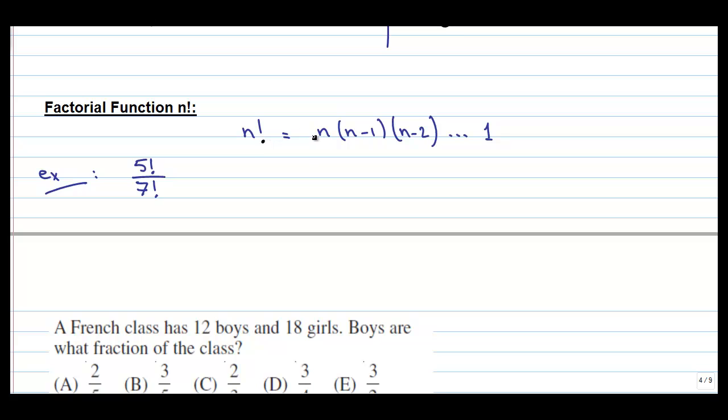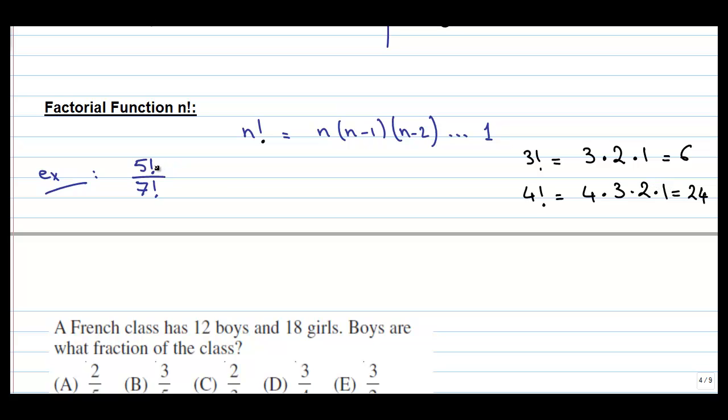So the rule says it's going to be n times n minus 1 times n minus 2, down till you reach 1. For example, a very simple one: 3 factorial means 3 times 2 times 1, which is 6. If I have 4 factorial, it means 4 times 3 times 2 times 1. That would be 6 times 4, 24. So basically, I'm multiplying all the integers from 1 to 4. You list all the numbers and you multiply.